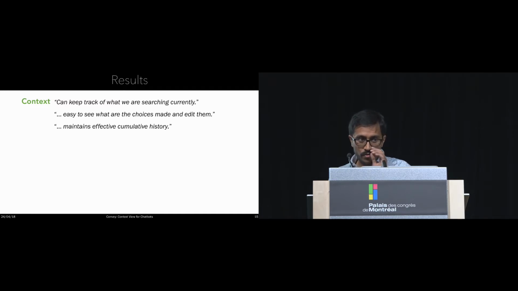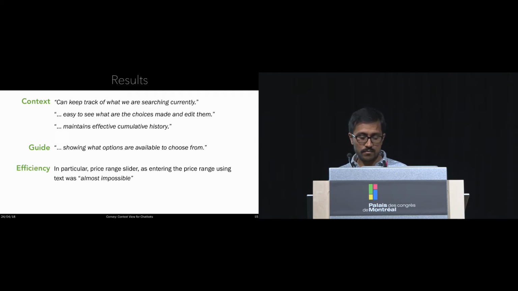In particular, people also realized that there are a lot of context-based advantages of using the system. Convey can keep track of what you have searched before, so it is an effective cumulative history given to the user. It also acts as a guide, because you don't know how many colors are present in the catalog, so that is shown to the user. So it guides the user in a particular way.